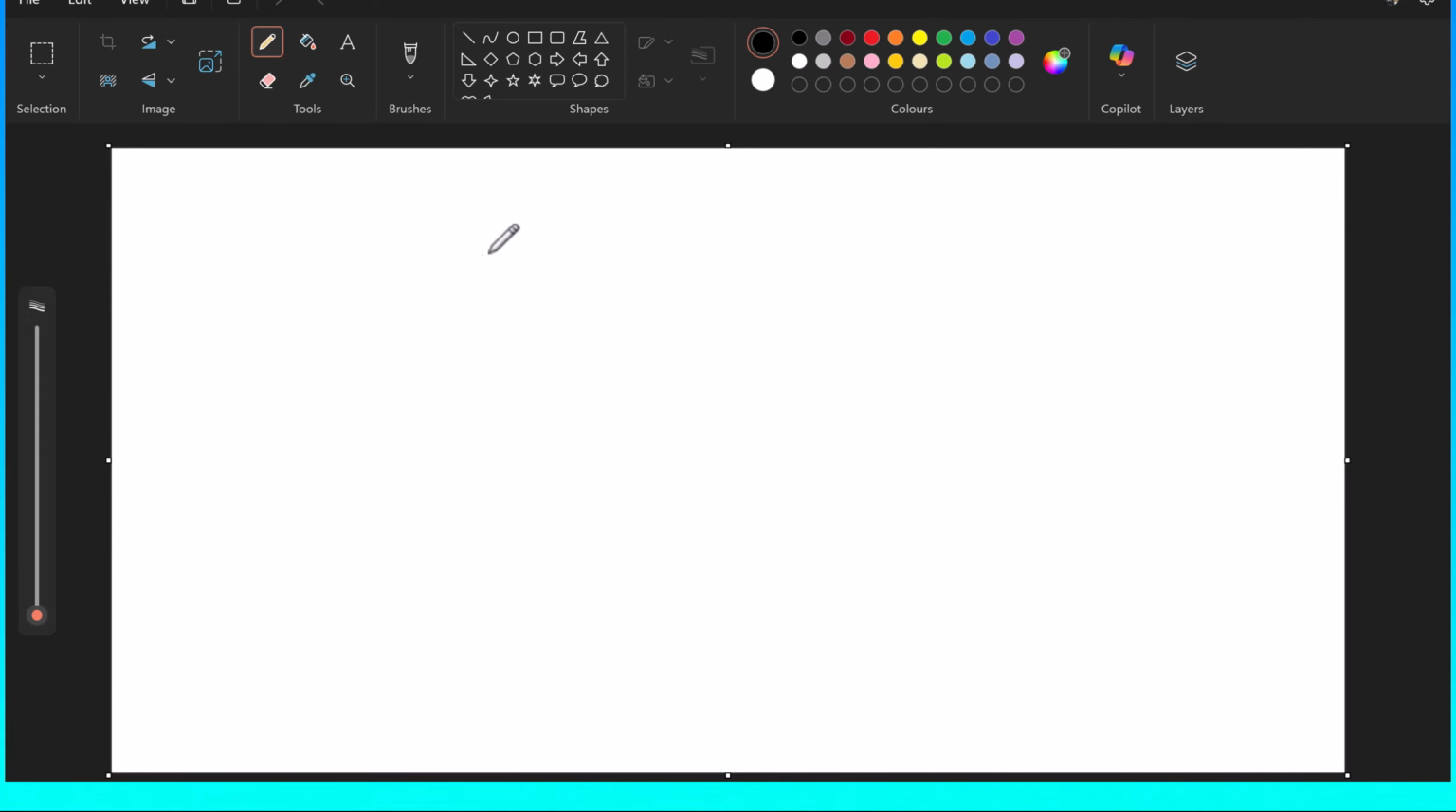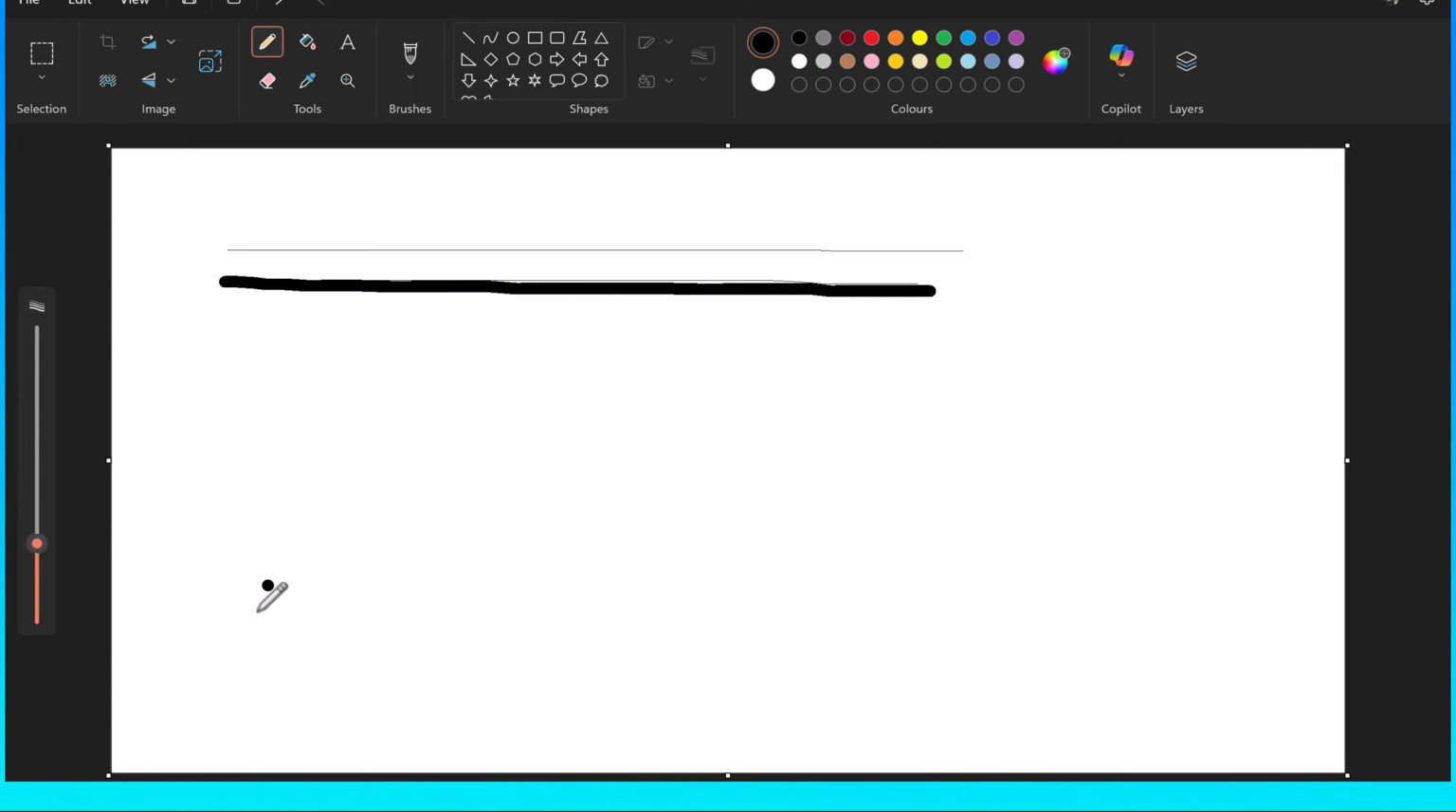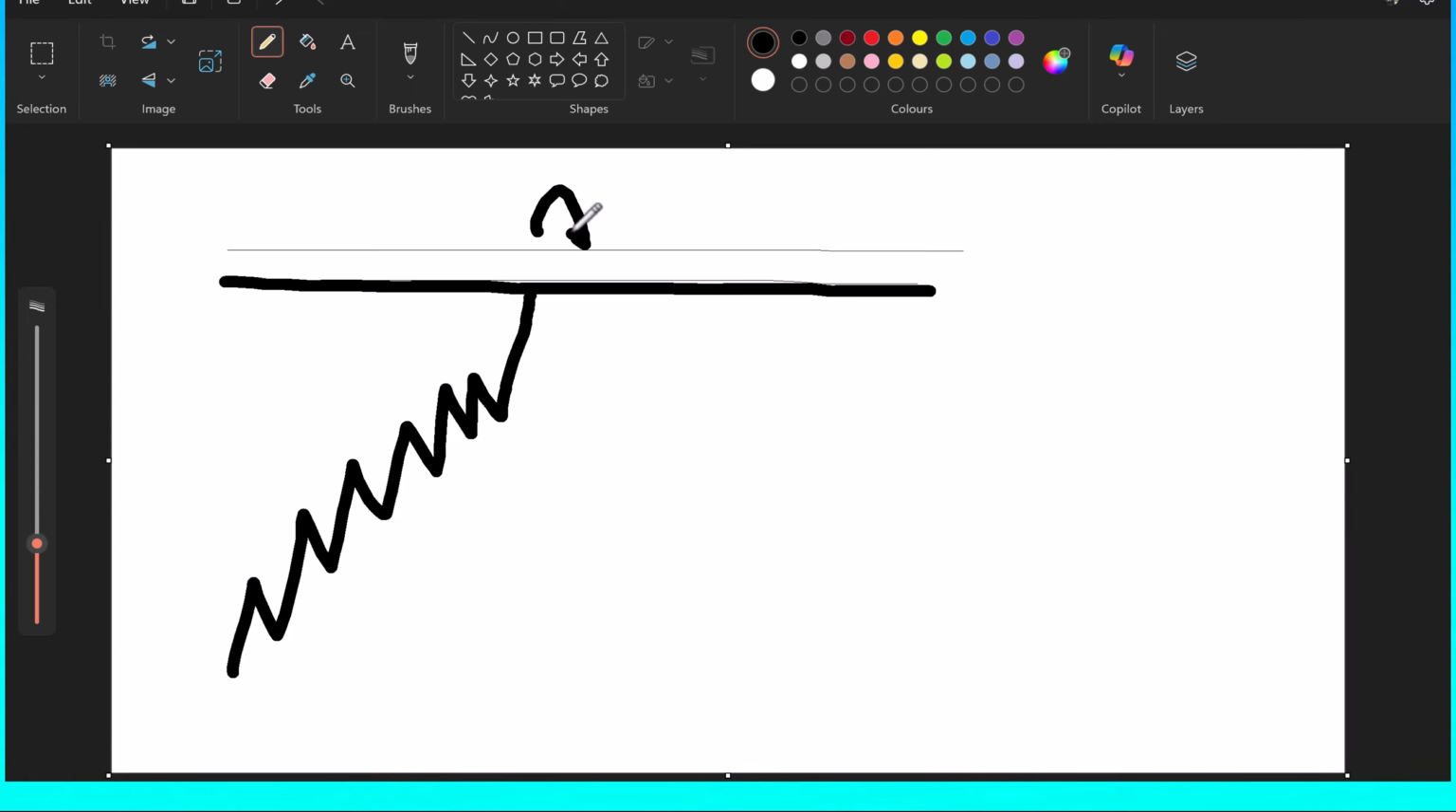Let's say, for example, you have a demand and supply at this particular zone. This line is your demand and supply, and price is moving back to the demand and supply, or to any point of interest of your choice. What you need to see is a reaction at this particular point of interest. So you are going to wait for this pattern, and this pattern goes like this.